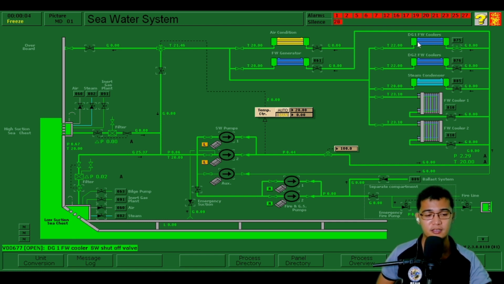Yung symbol natin for it, heat exchanger kanina. So, green meaning seawater, blue meaning fresh water. Kaya nga tawag natin dito is a fresh water cooler, meaning yung seawater natin, kinu-cool down niya yung mainit natin na fresh water which is being used as a cooling agent also ng ating engine. Okay, so pagpasok ng fresh water dun sa engine natin, tataas yung temperature nito, para ma-cool down naman ulit yung fresh water dadaan sa kanya yung ating seawater.